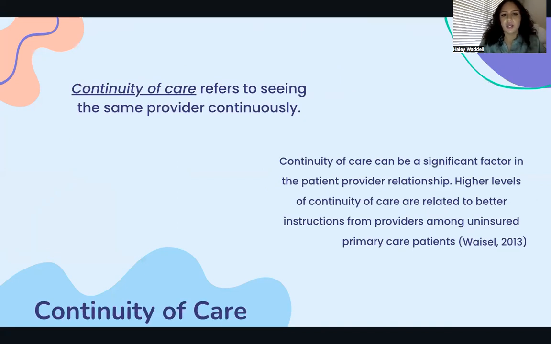So, continuative care refers to seeing the same provider continuously on a regular basis. Continuum of care can be a significant factor in the patient provider relationship. Higher levels of continuity of care are related to better instructions from providers among uninsured primary care patients. So, that goes along with access. They might have never had that access to a provider on a regular basis before.